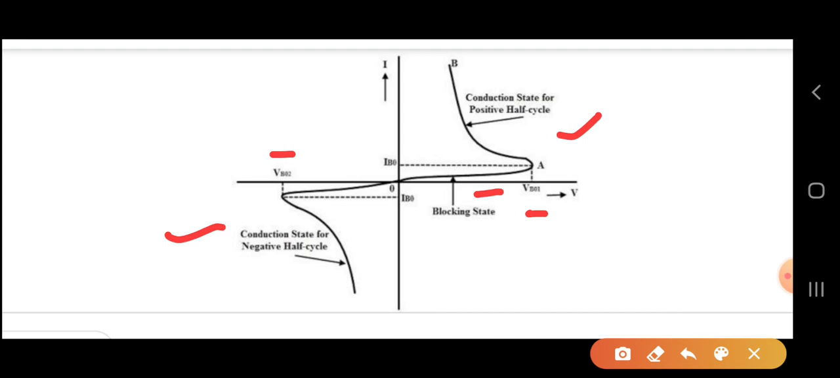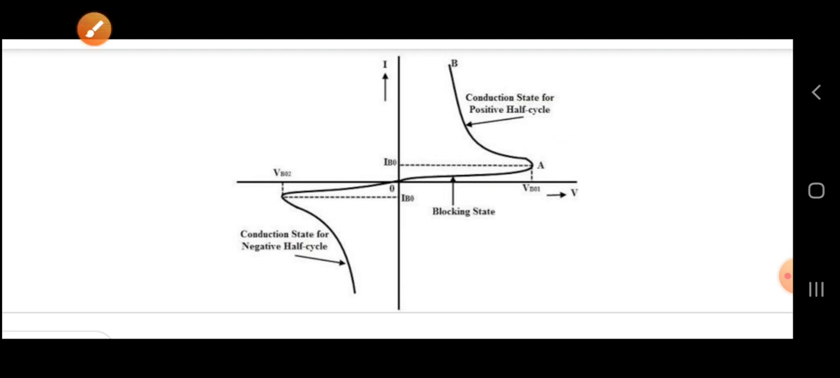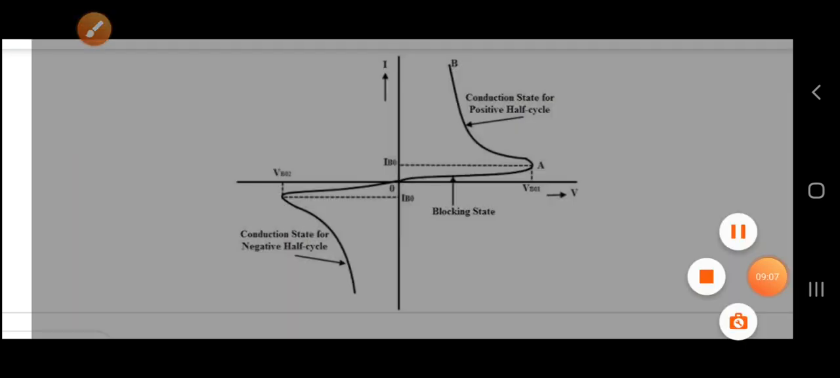So breakover voltage is the minimum voltage required to make the DIAC turn on from both sides. This is the working procedure of the DIAC. With the help of the VI characteristics, we can understand this concept. And next I will go to the next explanation, that is the TRIAC.